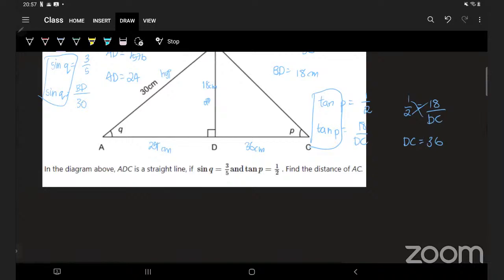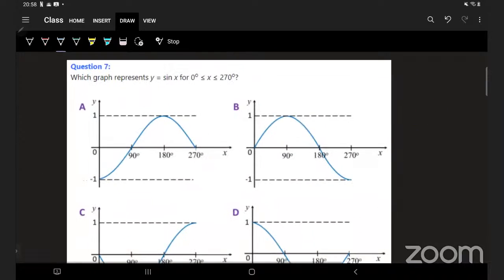So now all we have to do is simple addition, 36 cm plus 24 cm, and you get 60 cm. Oh wait, no, 70 cm. Oh wait, no, sorry, 60 cm. So the length of AC is 60 cm. Okay, let's do the next question.